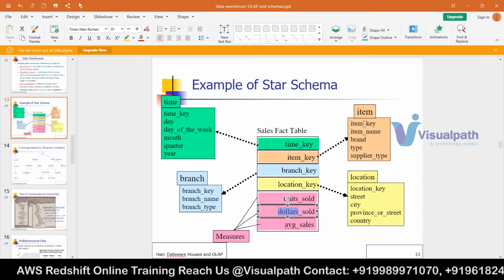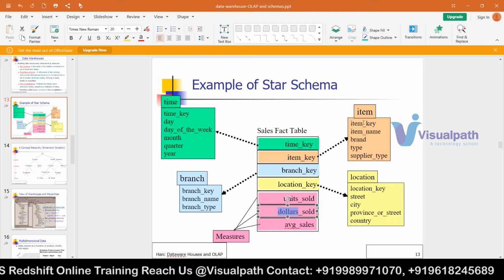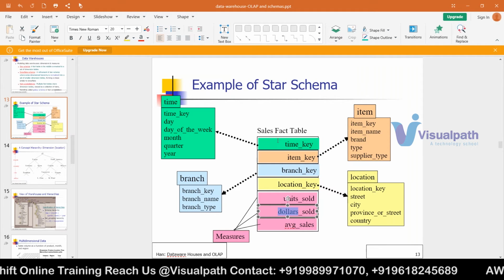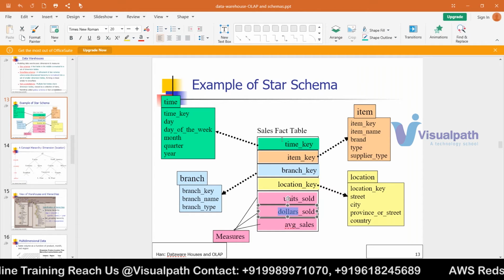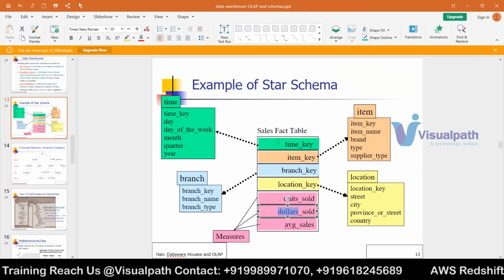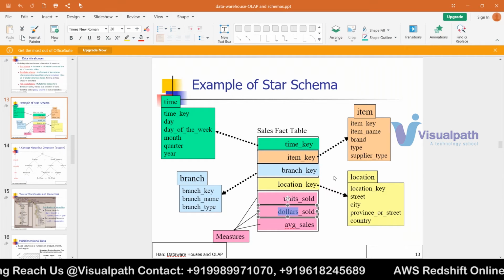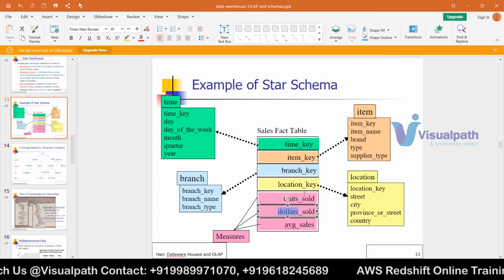Okay, you got it, right? As long as we are getting the data that we want, there is no need for another fact table. Let's say we are not able to get the data from the existing dimension tables, then we may go for another fact table.